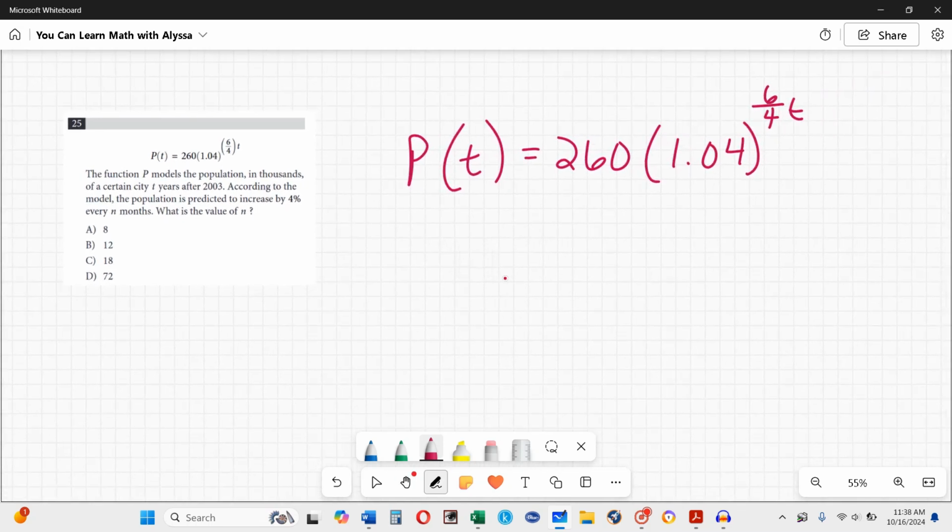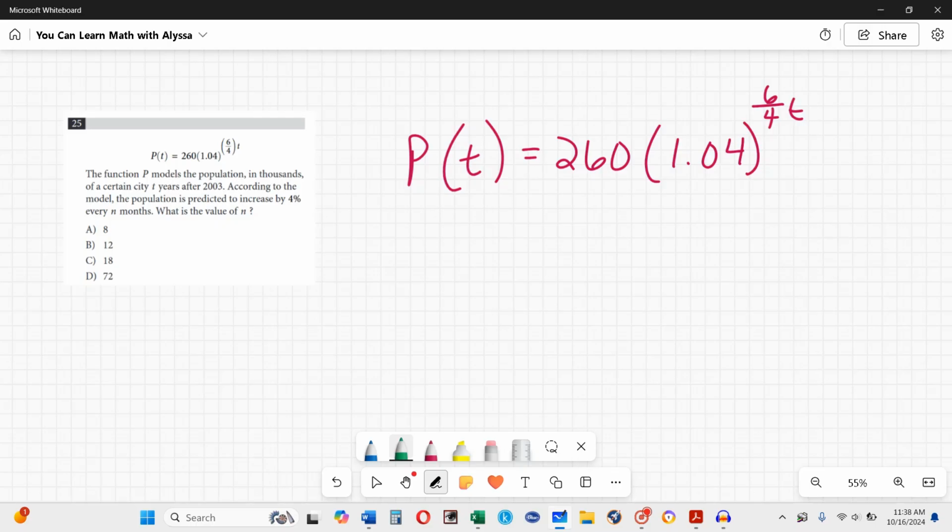And we're told that P is the population. Okay, so there's my population. T is how many years, and t is here as well. I've got two places where years show up. Okay. According to the model, the population is predicted to increase by 4% every n months. What is n? Okay, so to increase something by 4%, what would I have to do?